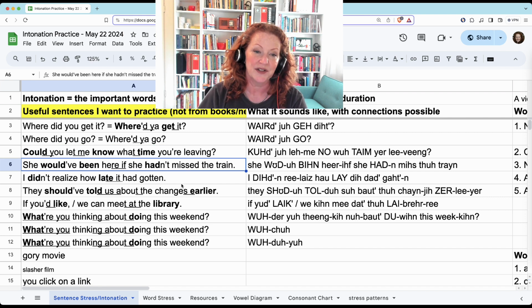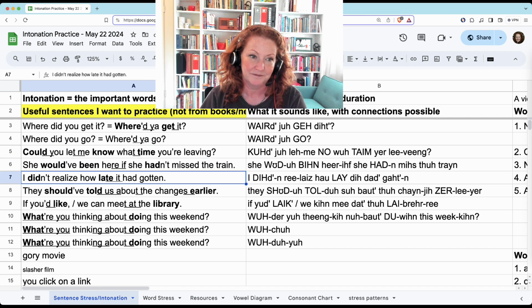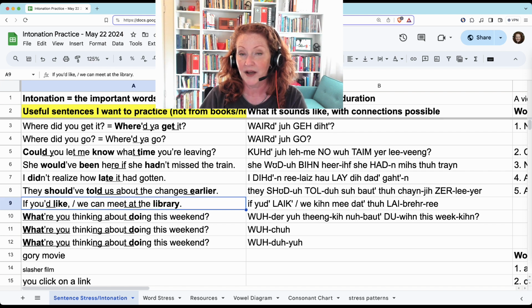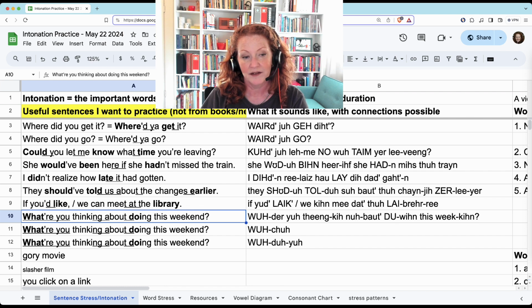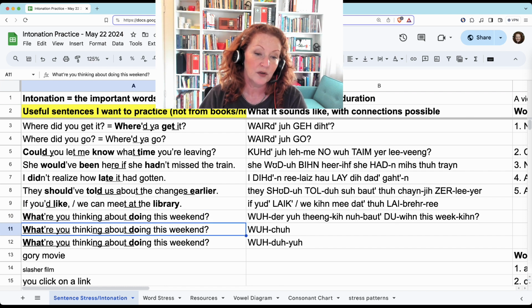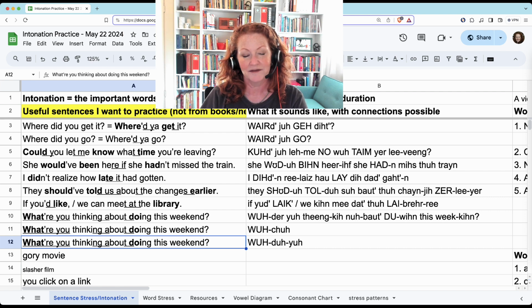She would have been here if she hadn't missed the train. I didn't realize how late it had gotten. They should have told us about the changes earlier. If you'd like, we can meet at the library. What are you thinking about doing this weekend? What you thinking about doing this weekend? What are you thinking about doing this weekend?